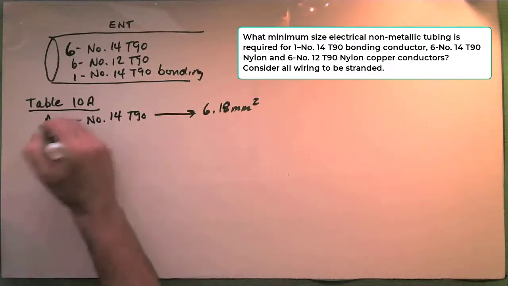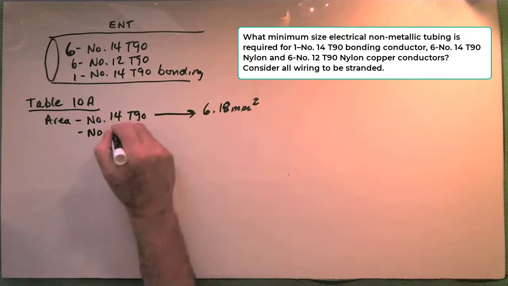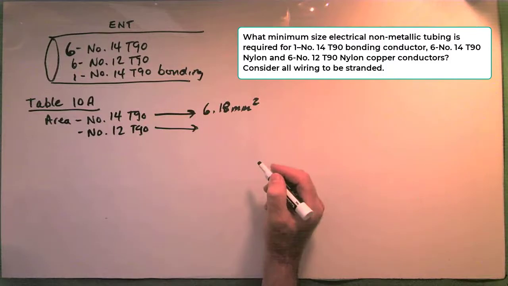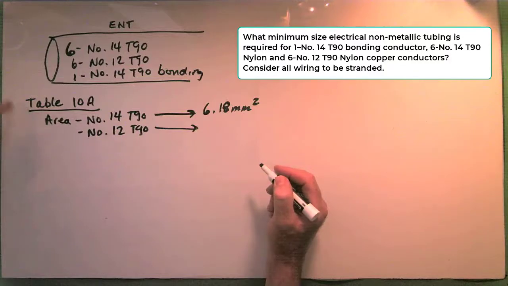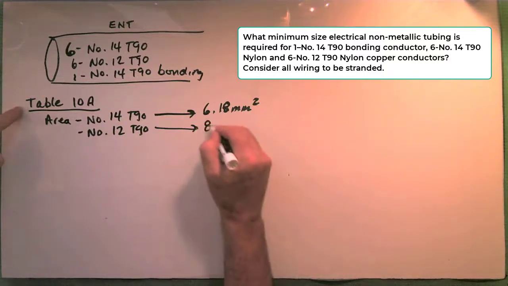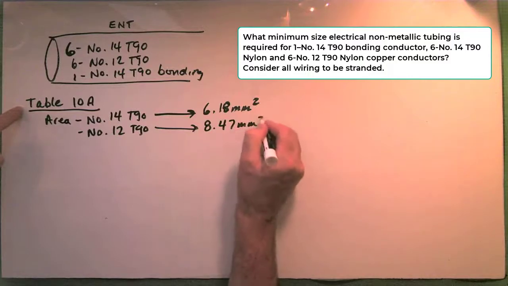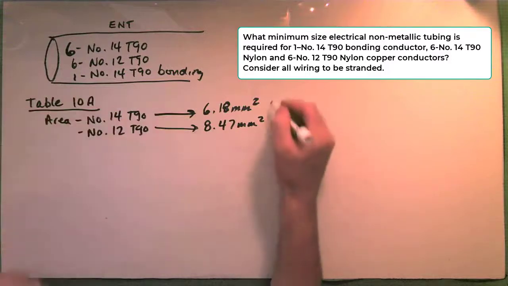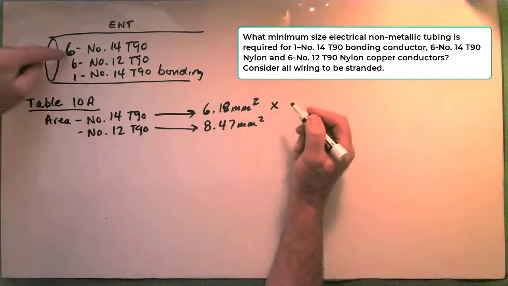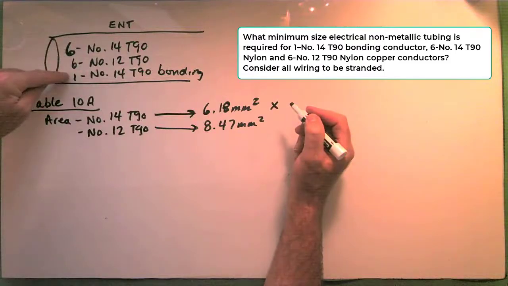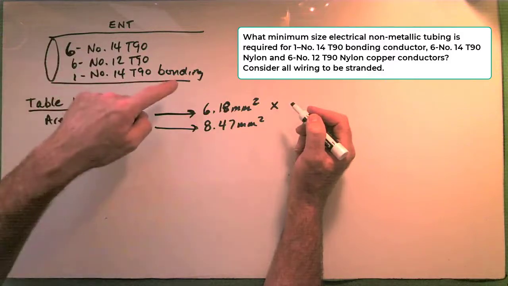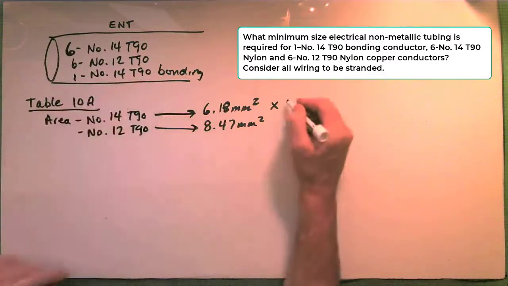Then I got to find the area of the number 12, T90. All right, so I'm on table 10A. It's the same on the 2018 and the 2021. Same, nothing's changed there. 8.47 millimeters squared. Okay. So I got those two now. Now I just got to multiply it by how many wires are there. I got to multiply this by, there's 6 and 1. So even though they're 14 T90s, even though it's got a bonding, don't matter. There's still 7 of them.